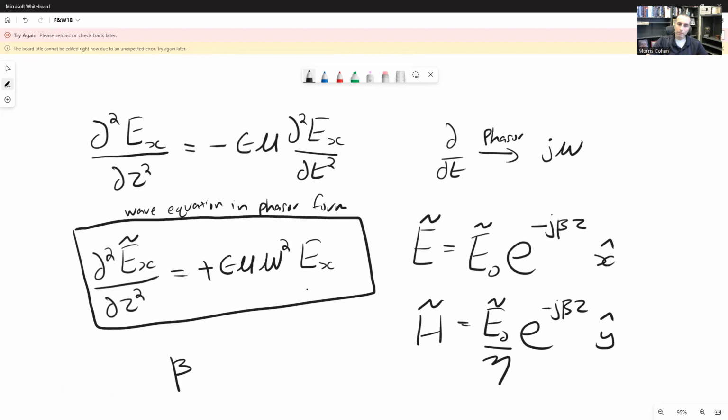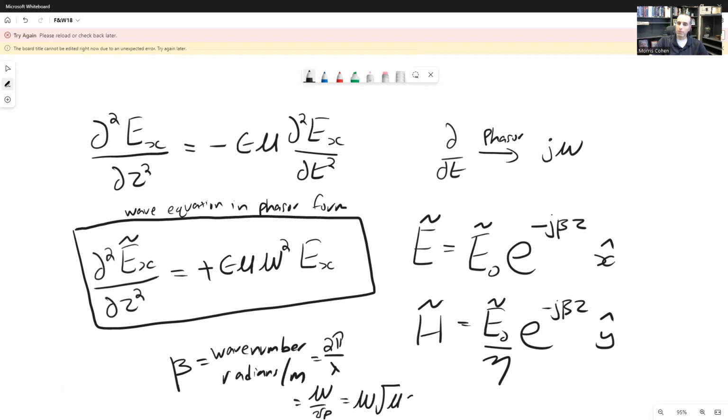Now, beta can be written a few different ways. Beta is the same as the wave number that we talked about way back in transmission lines. It has units of radians per meter, and we can write it as 2 pi divided by the wavelength, or we can write it as omega divided by the propagation velocity. But there's one more form, which is a little more convenient, which is omega times the square root of mu times epsilon. These three are all the same, at least for this condition.